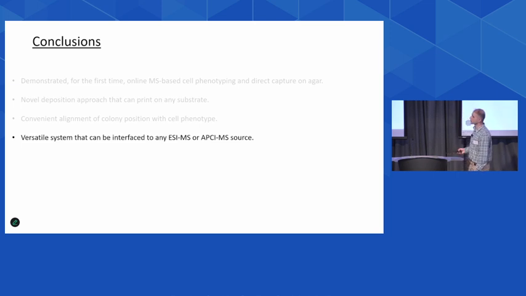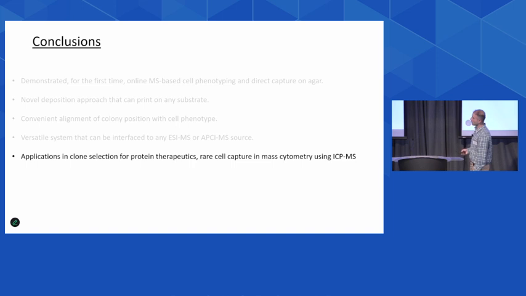It's a versatile system that can be interfaced onto any electrospray MS source, and it can also be interfaced to atmospheric pressure chemical ionization. So in this way, you extend your directed evolution range to non-polar molecules, like terpenes, for example. We also envision additional applications for this system in clone selection for monoclonal antibody production, and we also see applications for rare cell capture in mass cytometry by use of ICP-MS.